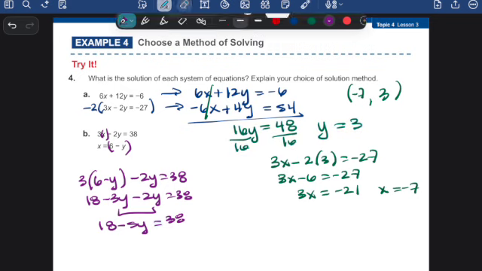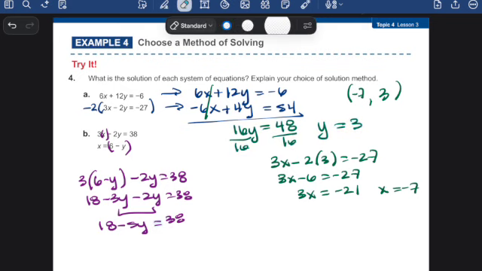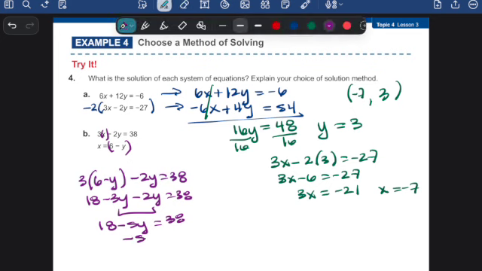Subtract 18 from both sides. Negative 5y equals 20. Divide both sides by negative 5. Y equals negative 4. So I'm halfway there. I'll write this one here. My solution is negative 4.